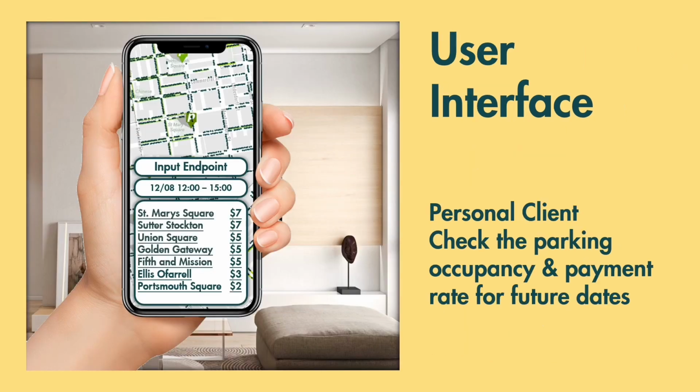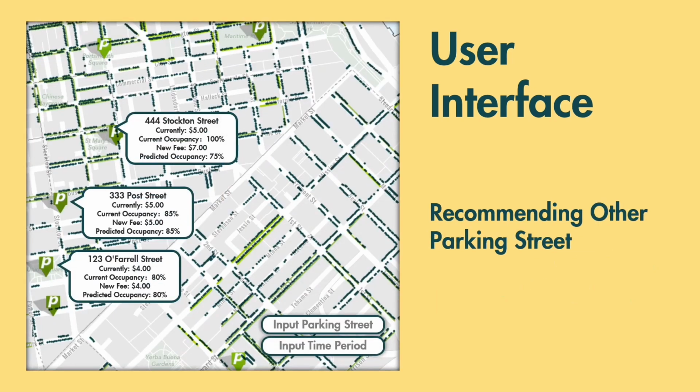This is our user interface. Drivers can simply input their destination, and the app will calculate the arrival time and show the occupancy and the price. If there is high occupancy at the destination, the app will also recommend some other streets around to park, and show the details of these streets for the drivers to choose.